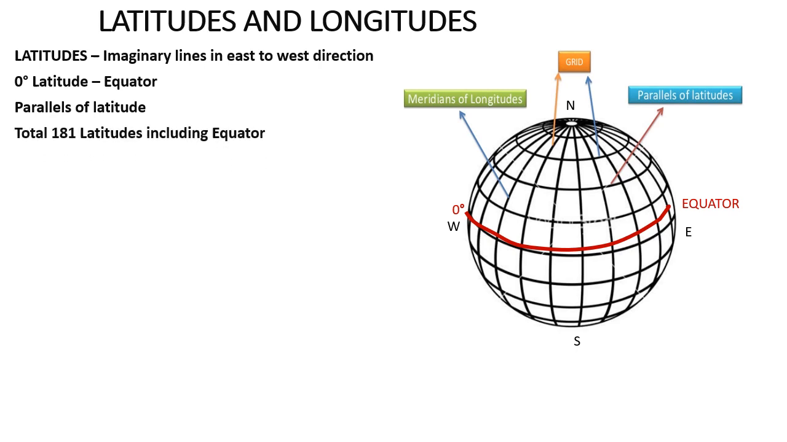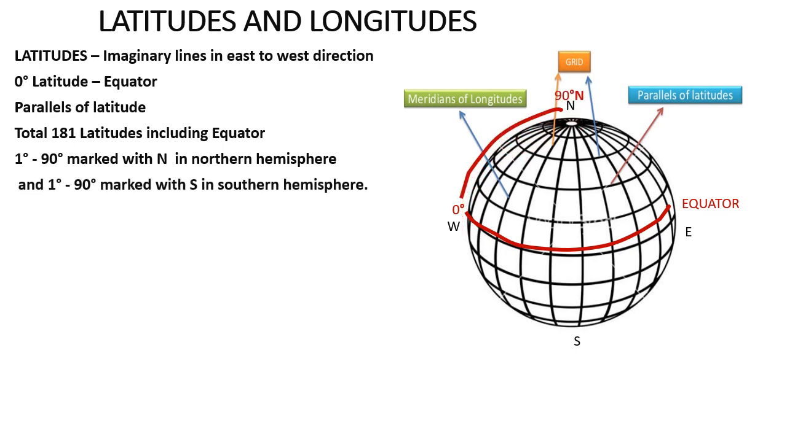A total of 181 latitudes are there on the earth, including the equator. The equator is marked with 0°. 1 to 90° marked with N, 1° N, 2° N, 20°, 40° N, 90° N, towards the North Pole in the northern hemisphere, and 1 to 90° latitude marked with S to the south of the equator in the southern hemisphere. So in this way there are a total of 181 lines of latitude.